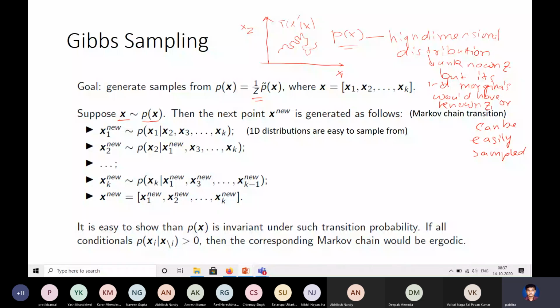Okay, so now let us define this Markov chain transition for this high dimensional distribution. You start with some initial x, a high dimensional x. Let me denote this as a k-dimensional distribution, so your x is a k-dimensional vector. Let me start with some initial x naught, which is x1 naught, x2 naught, and so on, xk naught.